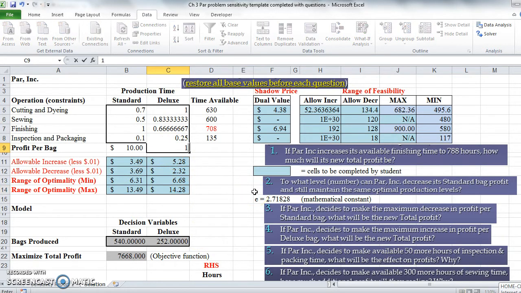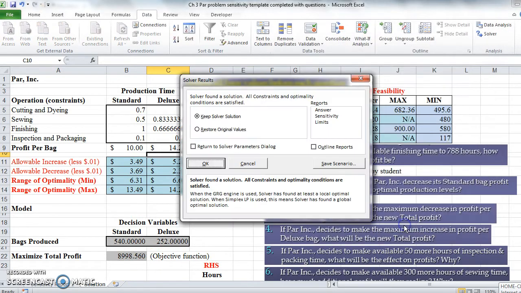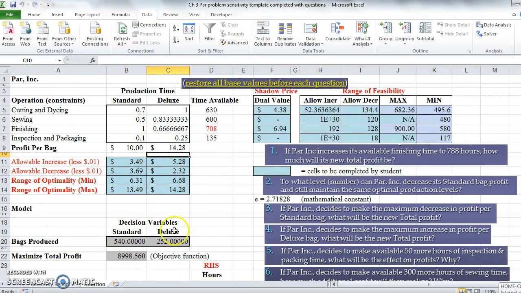So let's make this 14.28, and we can see that our new total profit is 8998.56. Let's run solver again just to prove that point. Notice that 540 and 252 did not change. So that's the answer to part 4.